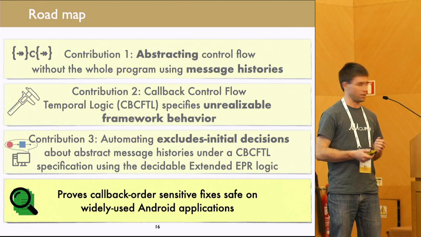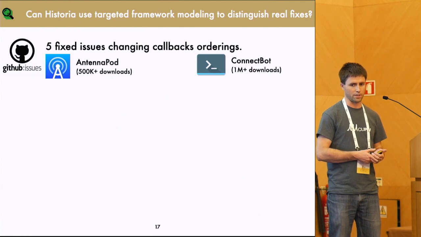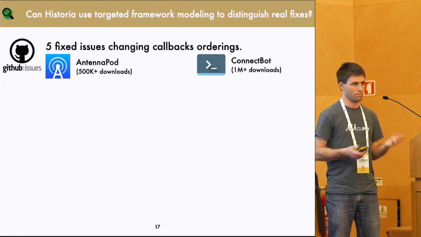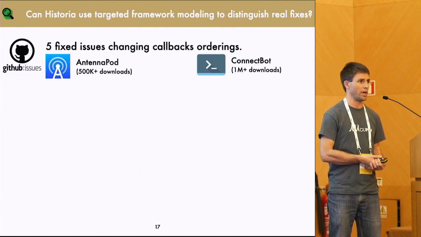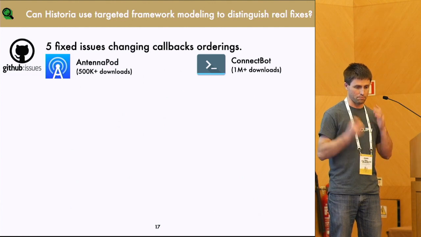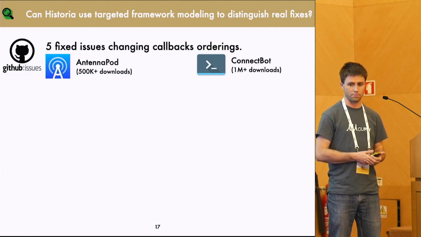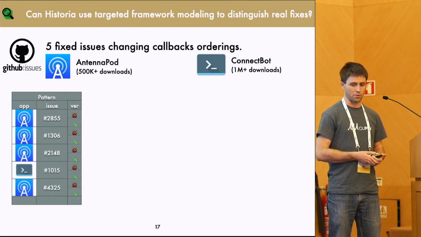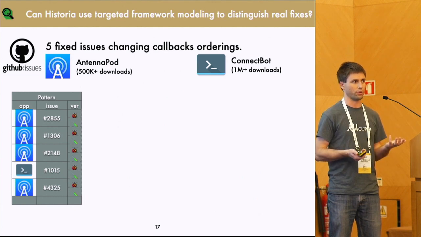So finally, let's take a look at the empirical evaluation. So we started by looking at two apps that document their issues and fixes extremely well. Both apps that I use and watch the issue trackers and watch what kinds of things they run into and how they fix them. So we have 5 issues here that we selected based on things that alter the callback order by adding or removing method calls.